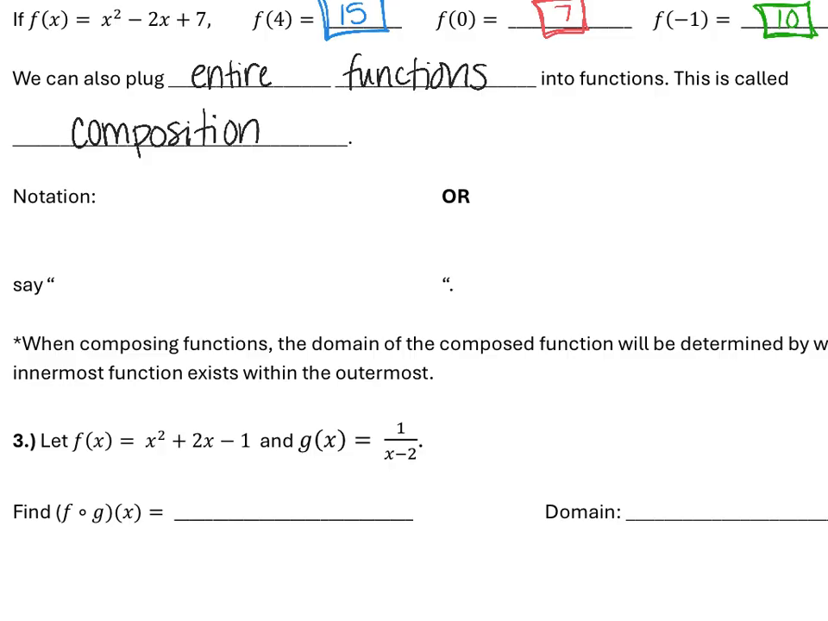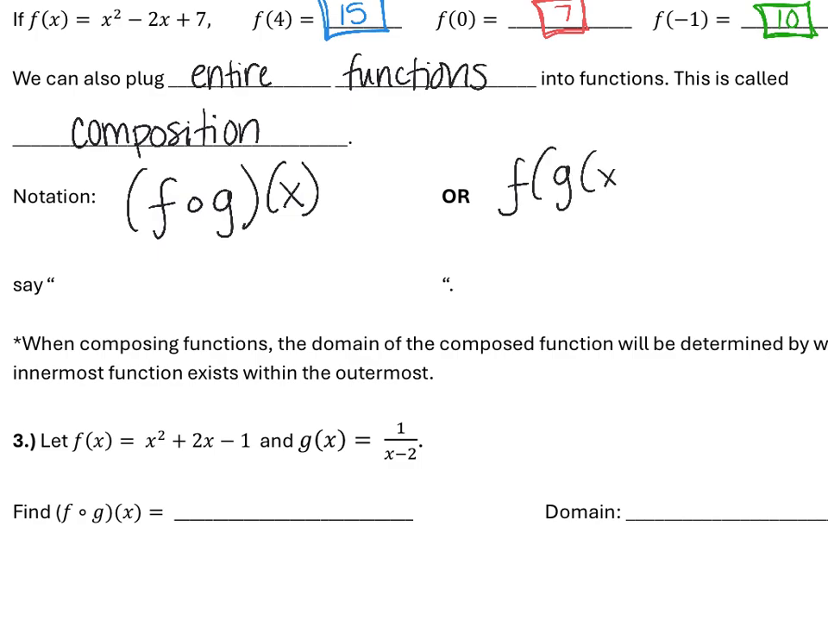The way that you will see composition written is one of two ways. So you need to know this. I will not answer this on a test. Someone will ask. Okay. It's a little dot. It's not an O. It's like a dot. The other way you might see it written is like this. F of G of X. Okay?